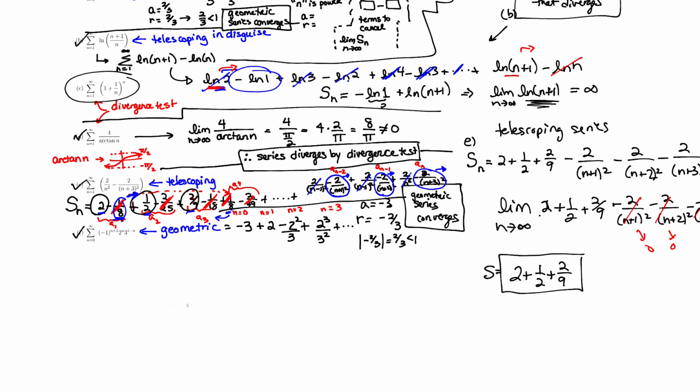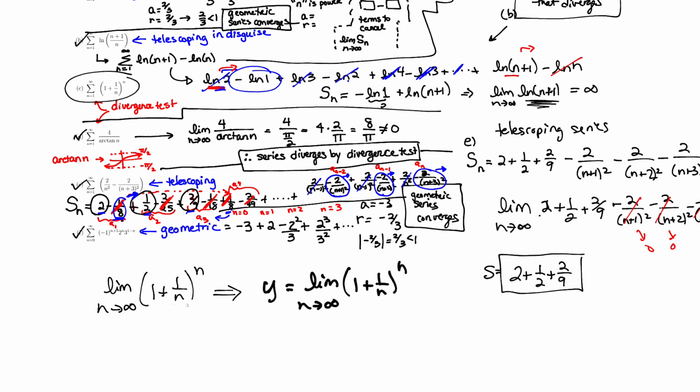And the last one is C. And C is taking the limit as n goes to infinity of 1 plus 1 over n to the nth power. And this is when, see if this looks familiar. This is when we would say, let's let y be the limit as n goes to infinity of 1 plus 1 over n to the n. And then let's take the natural log.